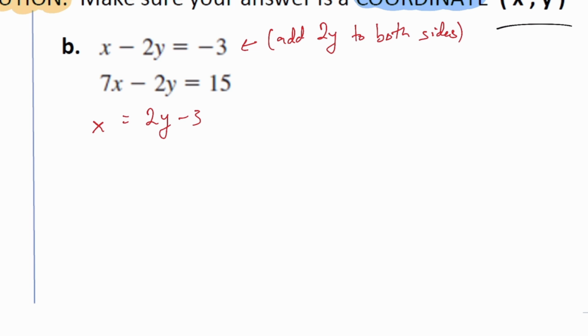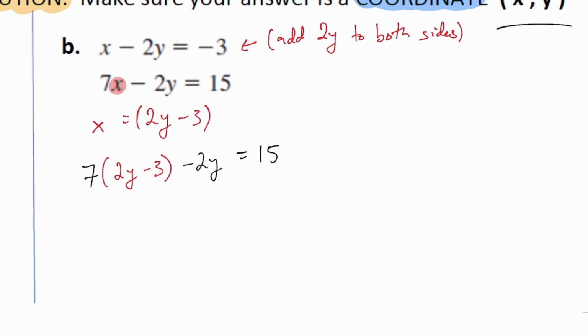Now that I have this x equals 2y minus 3, I'm going to substitute that 2y minus 3 in everywhere I see an x in my second equation. Let's go ahead and do that. So I'm going to say 7 times that 2y minus 3 minus 2y is equal to 15.